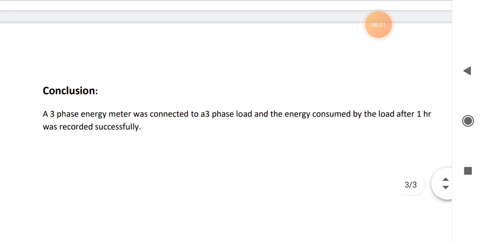Now conclusion. So from the experiment we conclude that a three-phase energy meter was connected to a three-phase load, and the energy consumed by the load after 1 hour was recorded successfully. Here in this experiment you do not have to write the observation because we do not need any observation table.